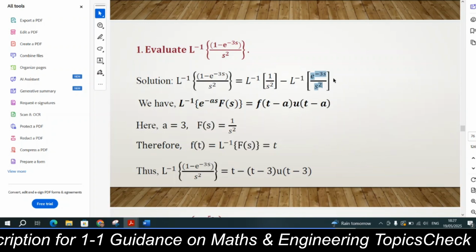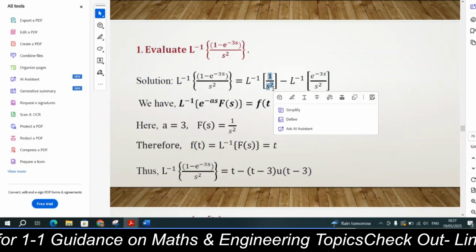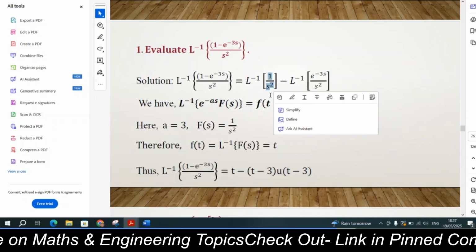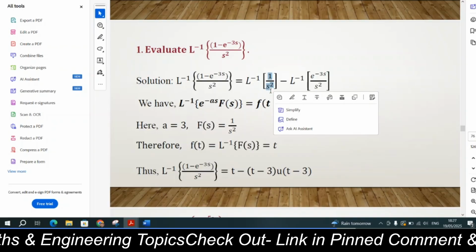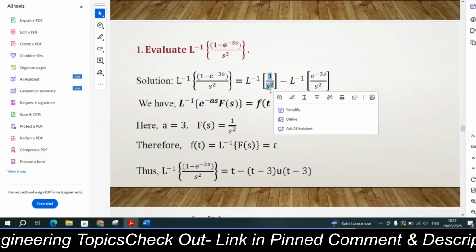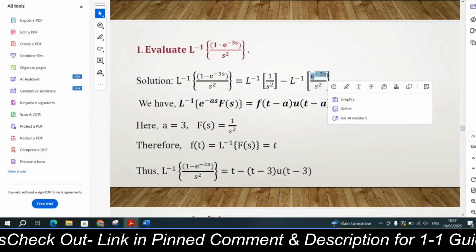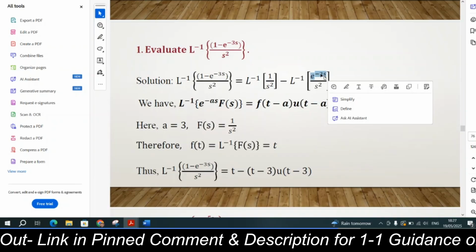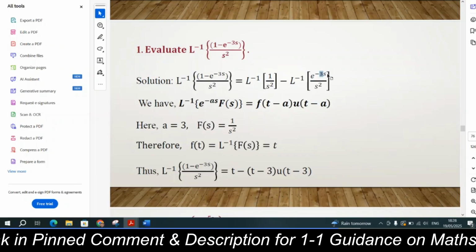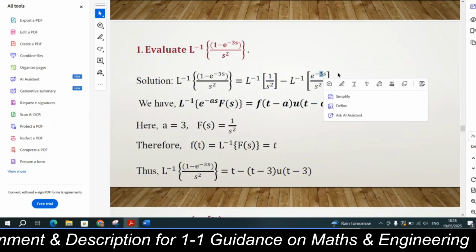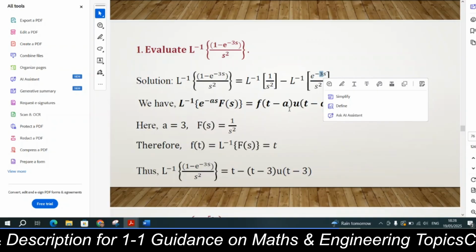So let's look at a solution. You have inverse Laplace of 1 minus e raised to minus 3s upon s square. It's a simple linearity again. So 1 minus e raised to minus 3s, you can just split it: 1 upon s square, with minus sign out, e raised to minus 3s upon s square. Over here, the first term is very straightforward. 1 upon s square, we know it is s raised to n. s raised to n is t raised to n minus 1 upon n minus 1 factorial. So this becomes t upon 1, basically t.